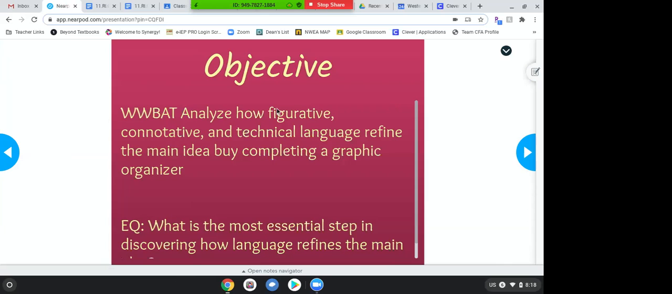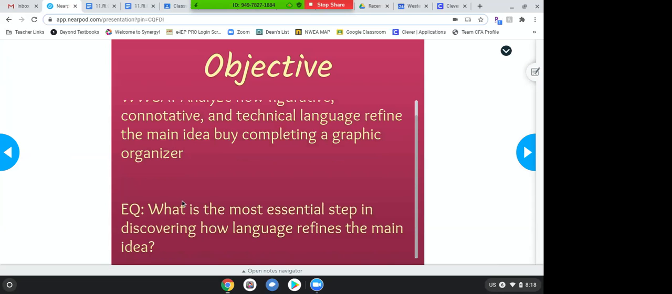Our objective today is to analyze how figurative, connotative, and technical language refine the main idea by completing a graphic organizer. And our central question is, what is the most essential step in discovering how language refines the main idea?